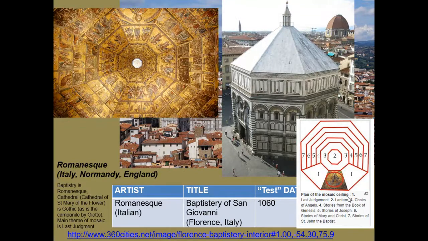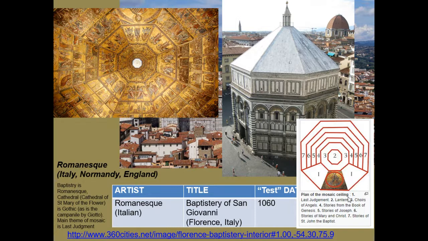It is an octagonal structure. It has a multitude of different colors and textures of marble, both inside and out. So it is somewhat reminiscent, in fact, of the Pantheon in Rome. One of the more interesting features, though, of this particular building is the interior decoration, which is mosaic.